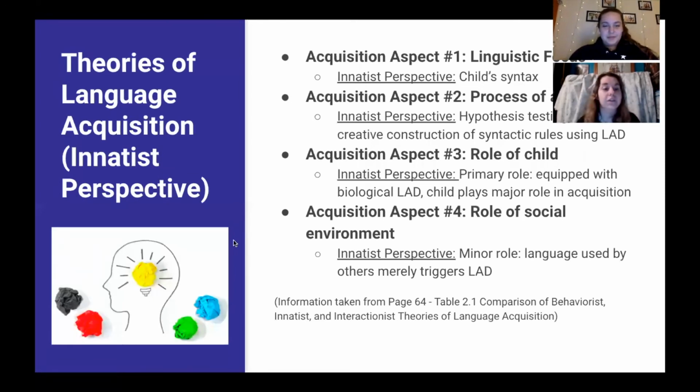And for the theories of language acquisition, innatist perspective, this is a chart that was taken from the book, but I felt it was important to mention here. Acquisition aspect 1, linguistic focus: from the innatist perspective, it is the child's syntax that is involved in the process. Acquisition aspect number 2, process of acquisition: the central focus is hypothesis testing and creative construction of the syntactic rules using LAD. Acquisition aspect number 3, role of the child: the innatist perspective is that it's a primary role, equipped with biological LAD, and the child plays a major role in the acquisition. Acquisition aspect number 4, role of social environment: for the innatist perspective, it's a minor role. Language used by others merely triggers LAD.